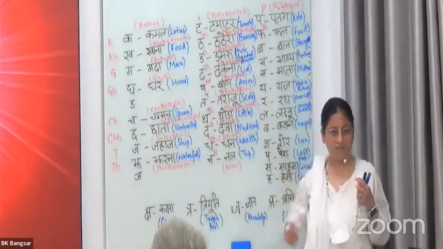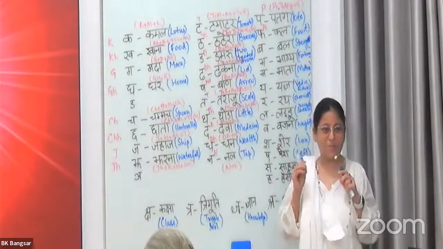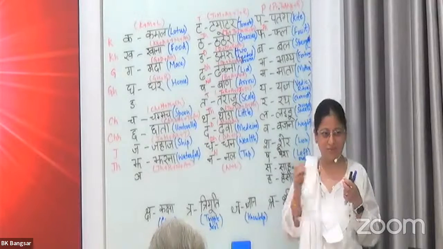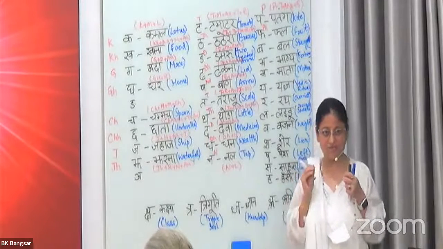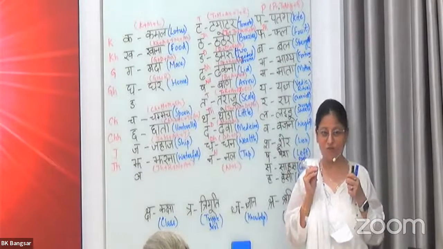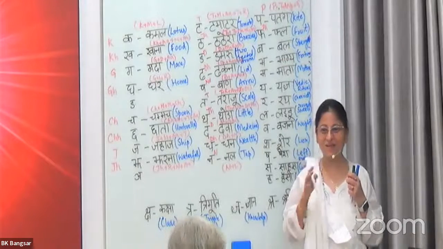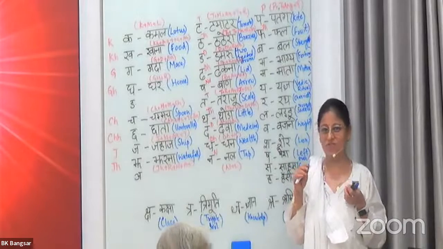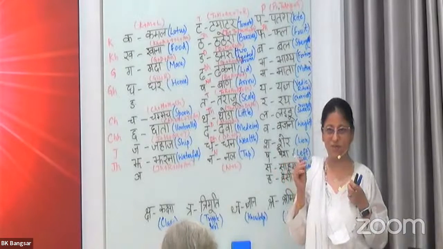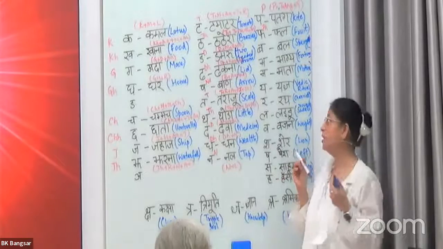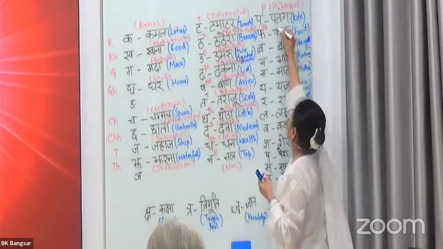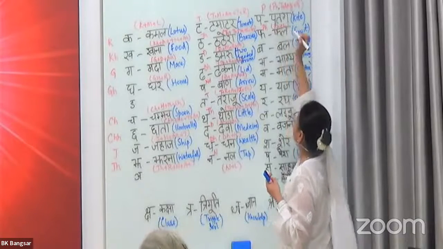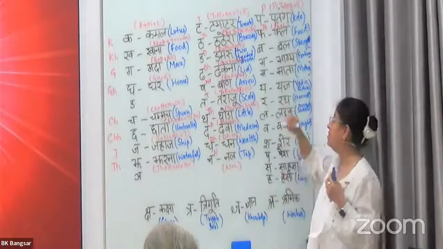Then is pa, P, and then PH. Phal. In Hindi, the actual pronunciation should be phal, but most of the times when you start speaking, you start using fal. But it's not fa, it is pha. Pronunciation is phal, fruit.